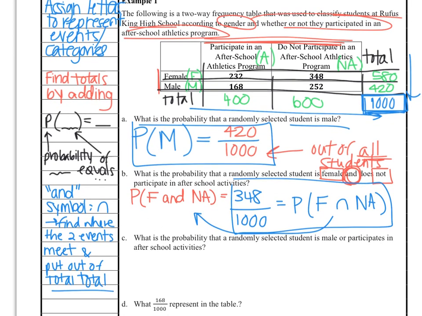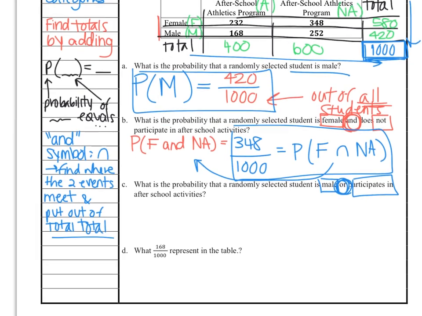Okay, part C. What is the probability that a randomly selected student is male? Okay, so that's our first event. Or, here's another keyword, or participates after school. So I'm going to write stuff down about the word or and its symbol, and then we'll get moving forward on how to actually find the probability.